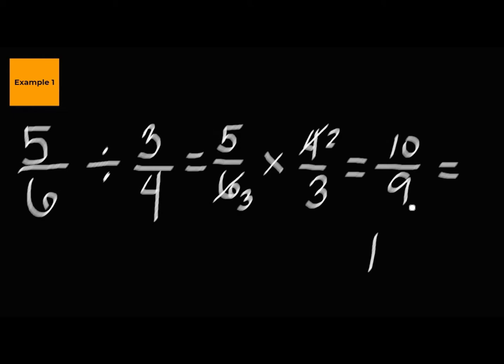Now, if we pull out 9 from 10, the remainder will be 1. And 9 will become the denominator of our answer. 1 and 1/9 is the quotient for 5/6 divided by 3/4. Let's have more examples.